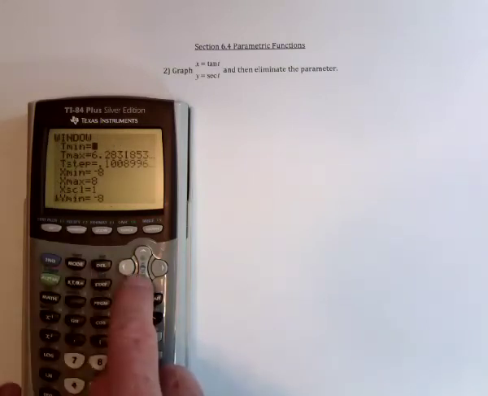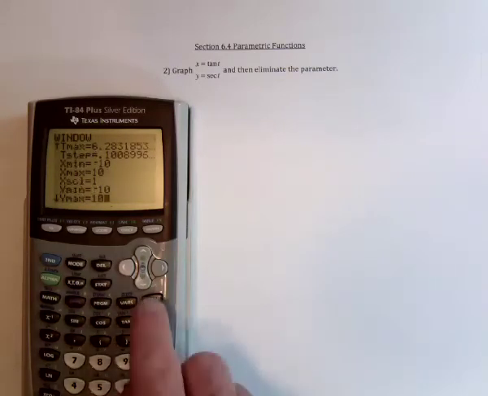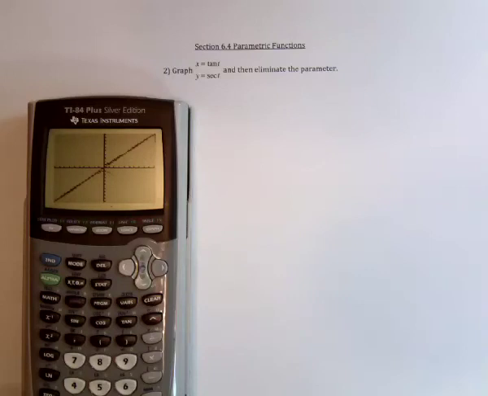And then from 0 to 2 pi, secant and tangent can get fairly large, so I should change the x and y values, let's say from negative 10 to 10 and negative 10 to 10. And then take a look at the graph.